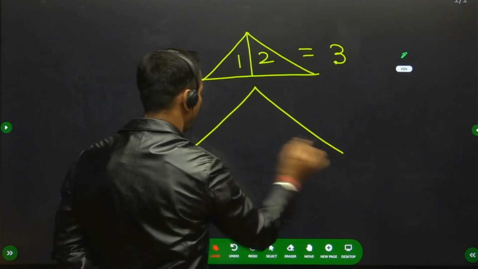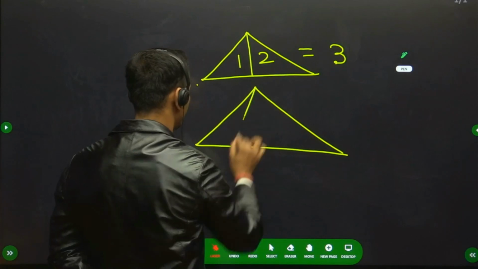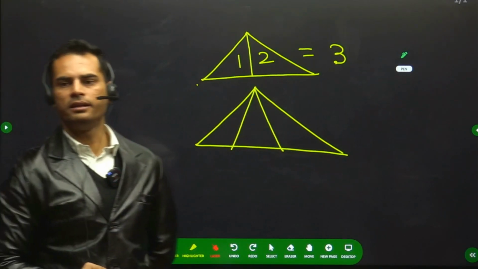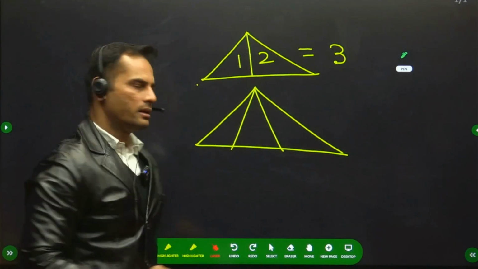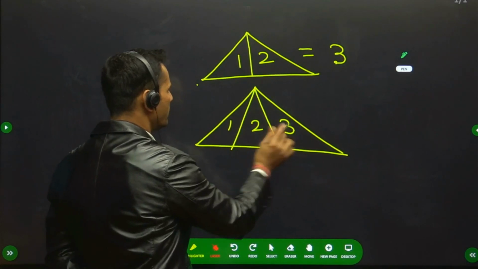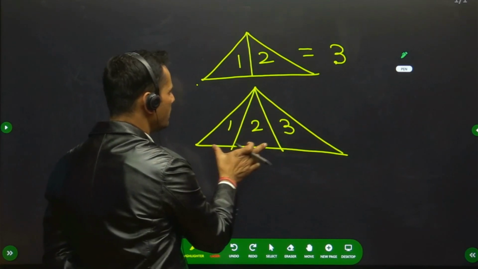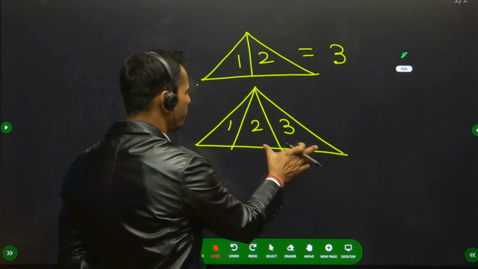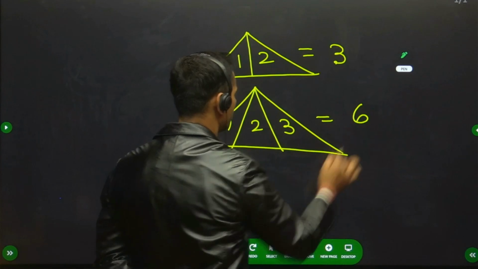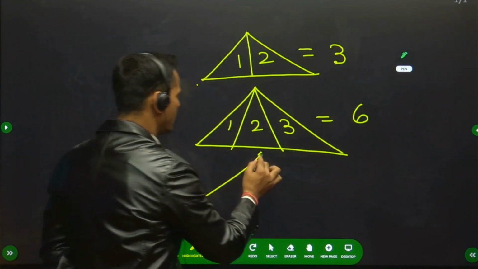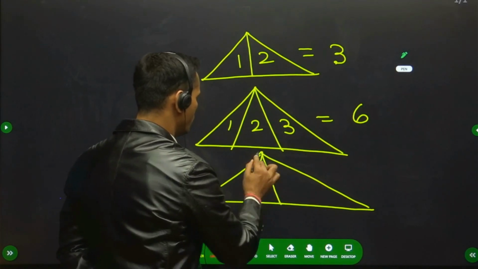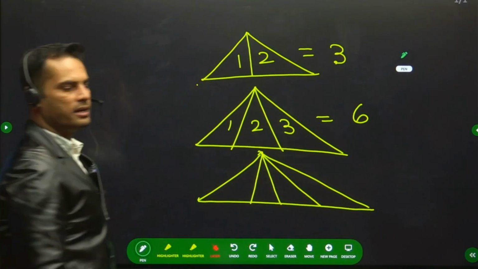Similarly, if I increase the number of partitions, now if I ask you, how many triangles are there in this given figure? What will be your answer? Small triangle 1, smaller triangle 2, smaller triangle 3. Combine 1 and 2, you will get the 4th triangle. Combine 2 and 3, you will get the 5th triangle. And now combine all 1, 2, 3 together, you will get a total of 6 triangles. Similarly, now I am adding one more partition to it. Now total number of triangles in this given figure?